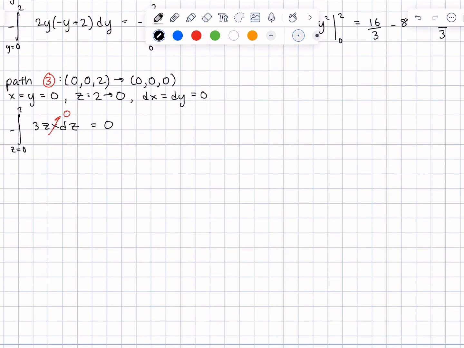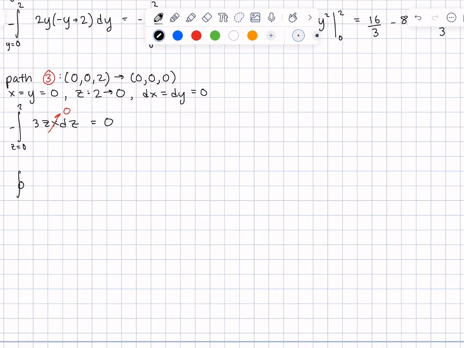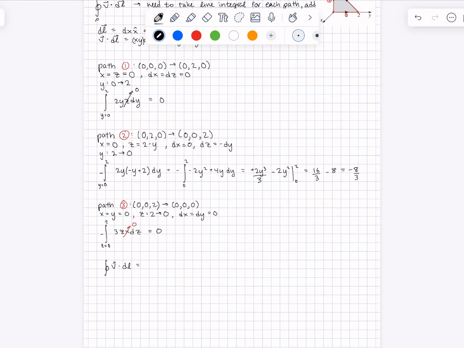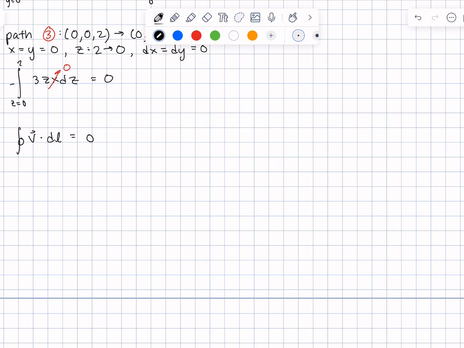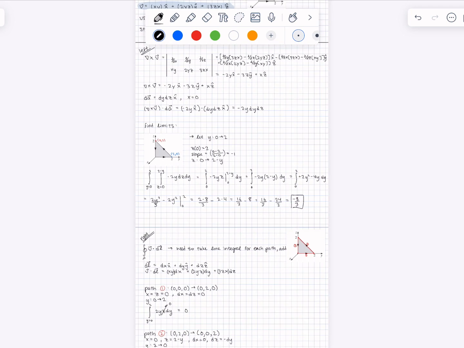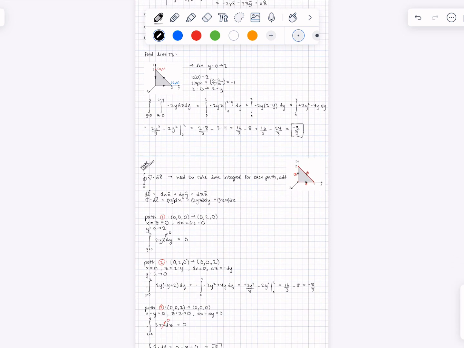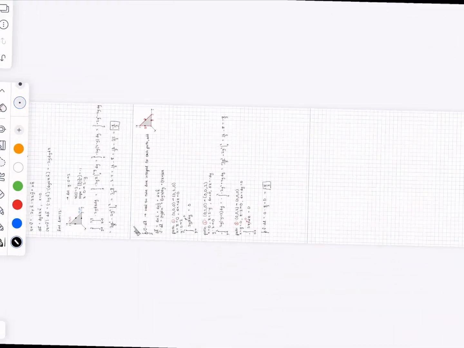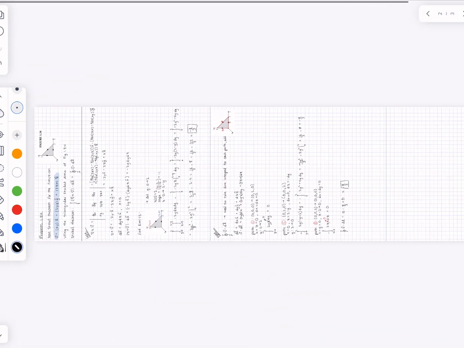So then that means that our closed line integral of our v dot dl is going to be equal to each of these path integrals added up. So that'll give us 0 minus 8 over 3 plus 0, which just equals negative 8 over 3. And that is the same answer we got when we used the left-hand side of the equation. So this is it, and that is how you solve it.